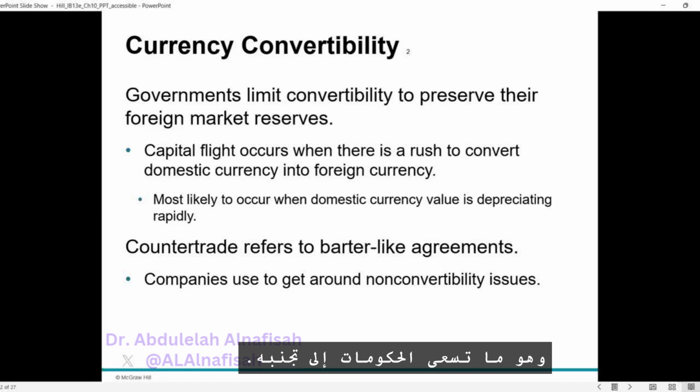governments want to avoid. To navigate non-convertibility, companies may engage in counter-trade, where goods and services are exchanged instead of using currency. Examples include General Electric accepting Romanian goods in lieu of cash, or Caterpillar trading heavy equipment for iron ore and other goods. While counter-trade was more common when many currencies were non-convertible, its prevalence has decreased as more currencies have become freely convertible, likely accounting for less than 10% of world trade today.